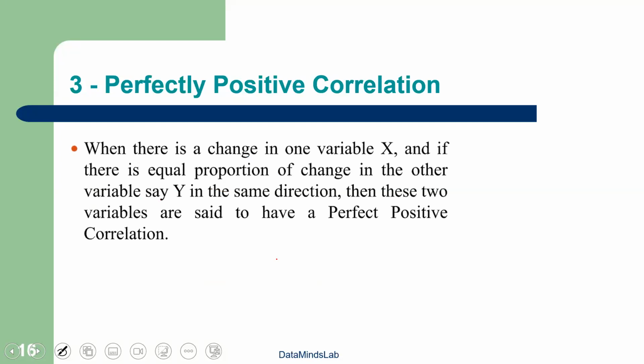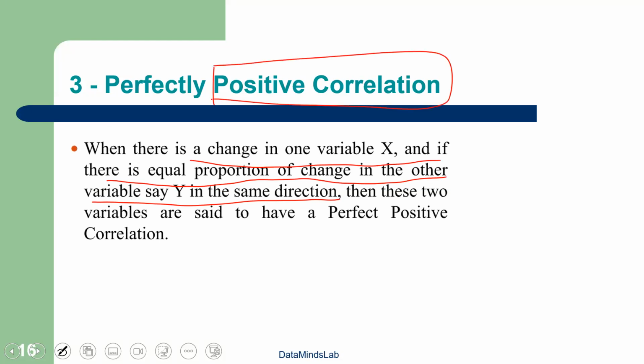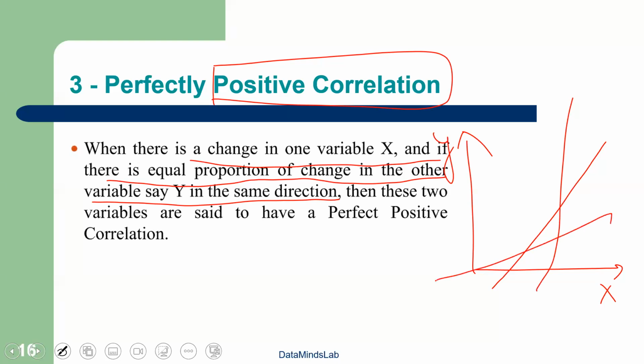Perfectly positive correlation. So when there is a change in one variable and there is an equal proportion of change in the other variable, in the same direction. First, just consider only the positive correlation. If I put the graph something like this, as I said, there is some change in x, there will be a change in y. Let's not consider how much change. So there could be something like this, or something like this, or something like this.